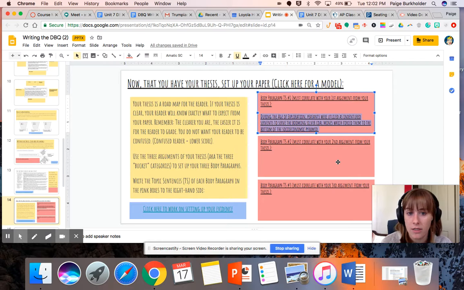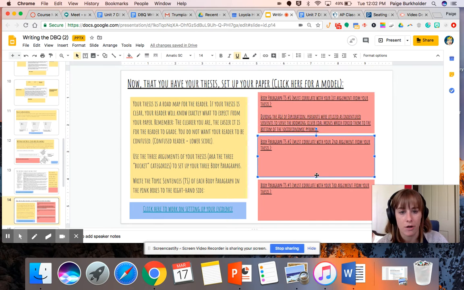So here I said, during the age of exploration, peasants were utilized as indentured servants to serve the booming silver coal mines, which forced them to the bottom of the socioeconomic pyramid. This is a social and economic topic sentence, but it still fits into the idea that socially, peasants were placed at the bottom of the social pyramid.